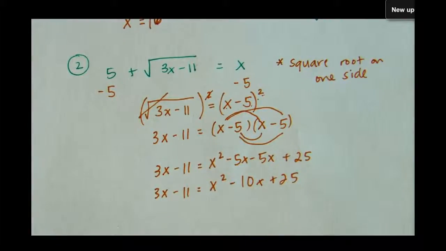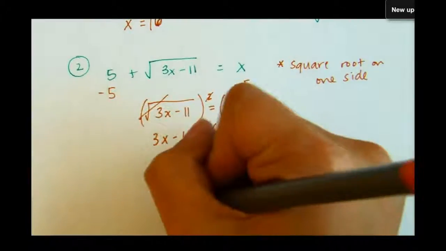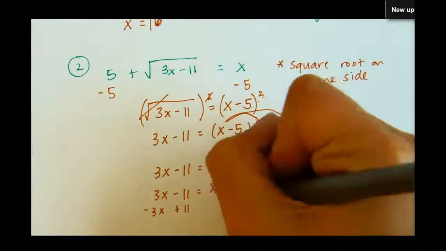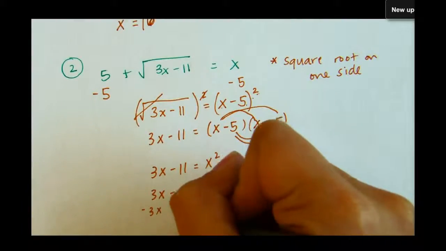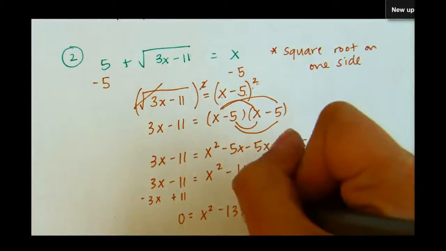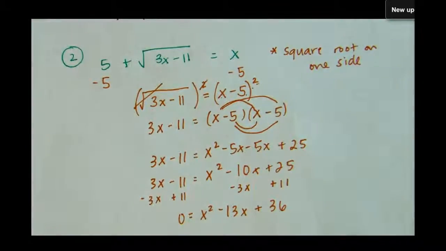And now, similar to the absolute value equations, I've got this quadratic, and so I want to figure out what x can equal. In order to solve any quadratic equation, I've got to get one side of my equation equal to 0. So I'm going to add 11 to both sides, and I'm going to subtract 3x from both sides. So this becomes 0 equals x squared minus 13x plus 25 plus 11, that's going to give me 36.